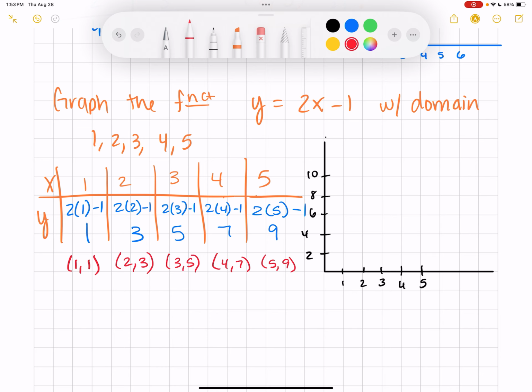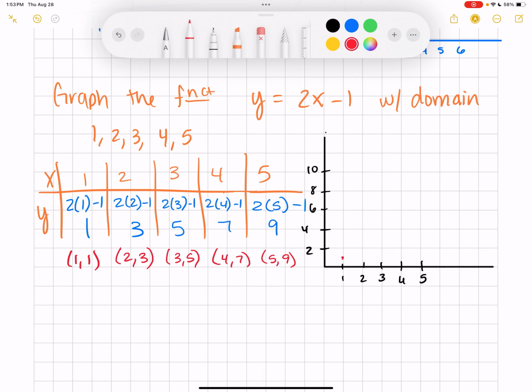And we'll plot these points on here. So (1, 1) is 1 on the x and 1 on the y. Because I counted by 2's, I'm about halfway between. At 2, it is 3, so I'm halfway between the 2 and the 4 there. At 3, it is 5, so I'm going up there. At 4, it is 7. And at 5, it is 9. And that would be how you do that question.